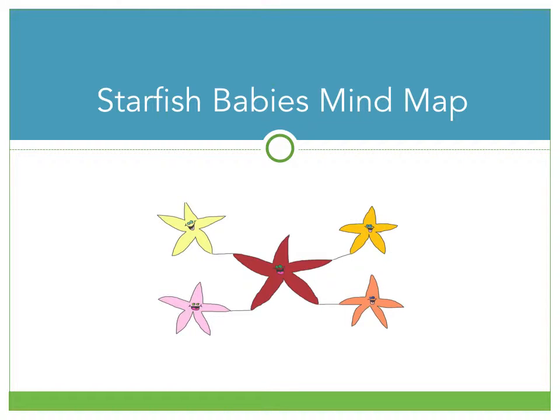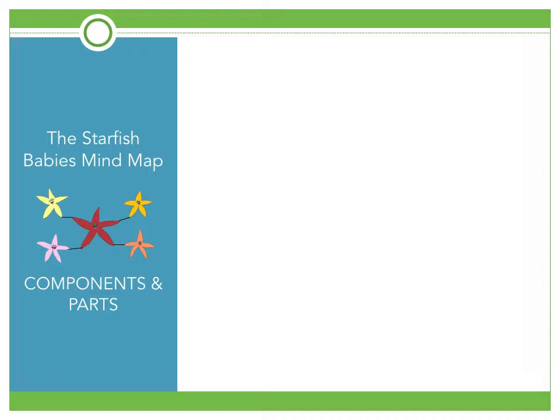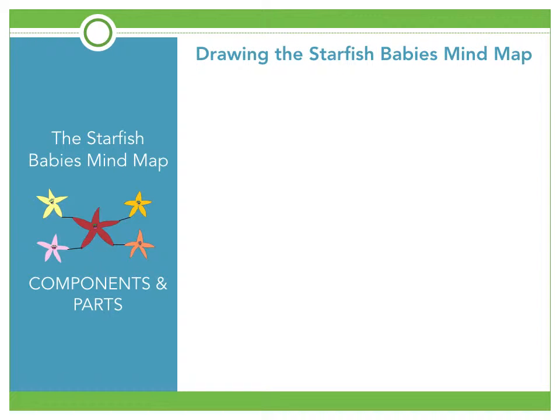The next mind map we're going to look at is the Starfish Babies mind map. And this mind map is one of 3 that push learners to really think at a higher cognitive level. The Starfish Babies mind map is designed to teach learners how to identify the parts or components of a whole. So learners are taught to look closely at something and to determine the smaller elements or the components that make up this whole.